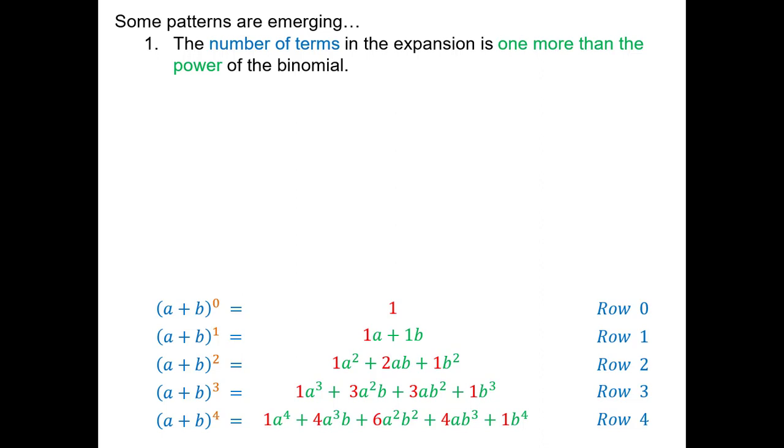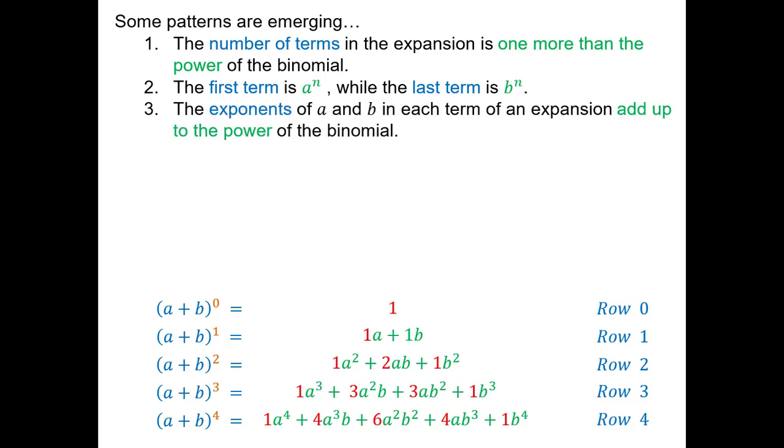We can also see that in these quantities, the first term is a to the power of n, and the last term is b to the power of n, which means if I was expanding a plus b to the power of 4, we should realize the first term is a to the 4th, and the last term is b to the 4th.